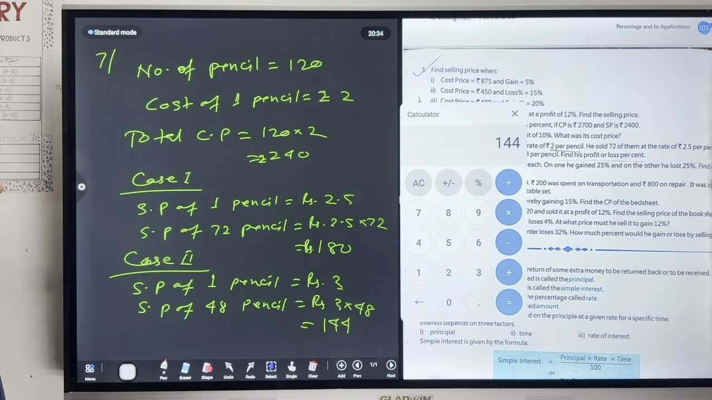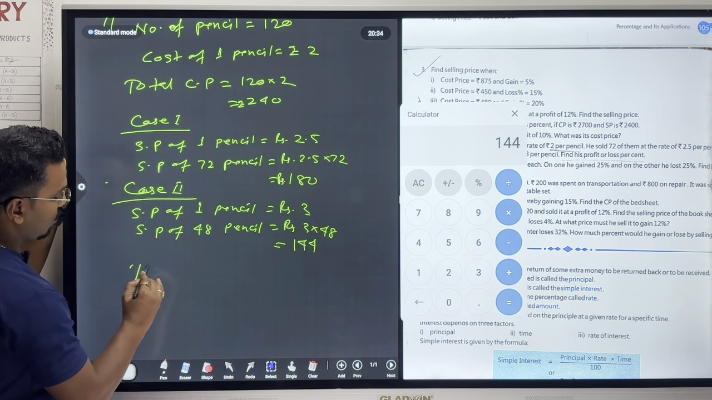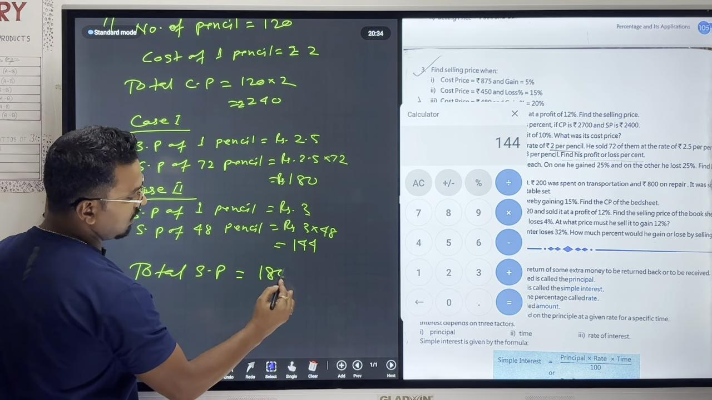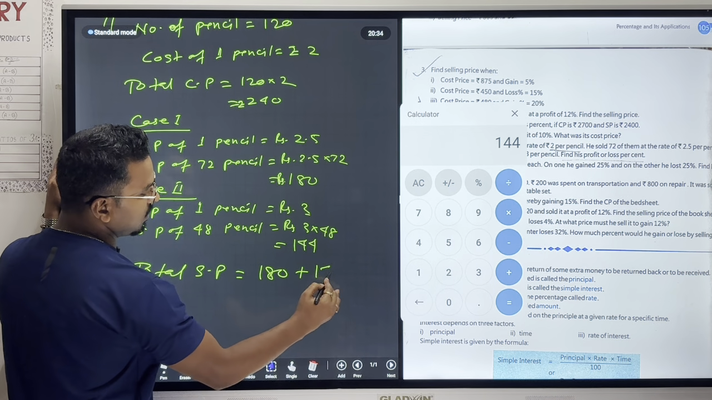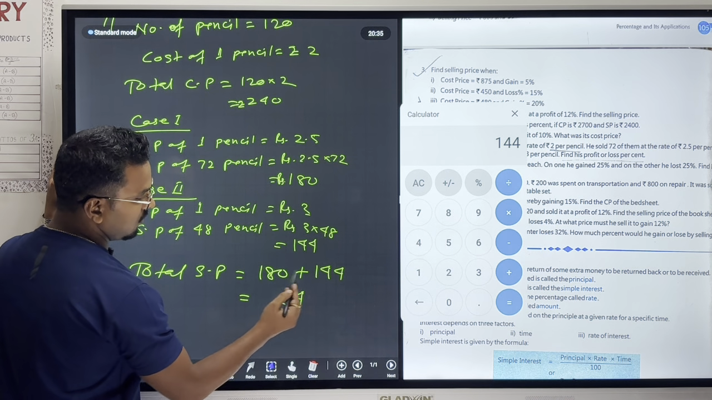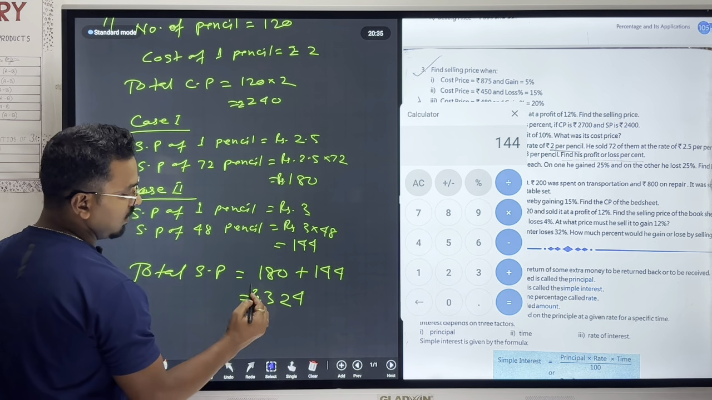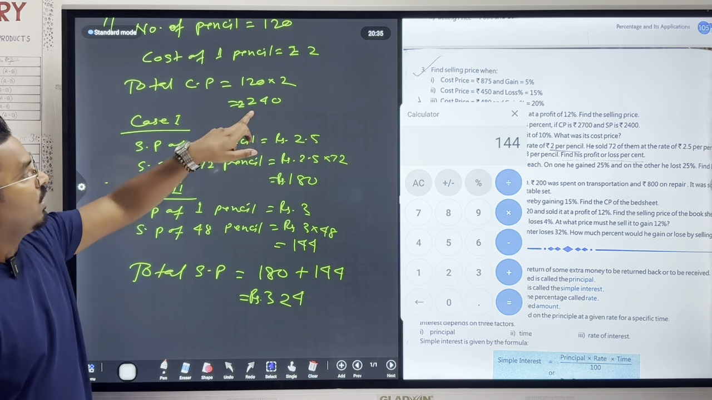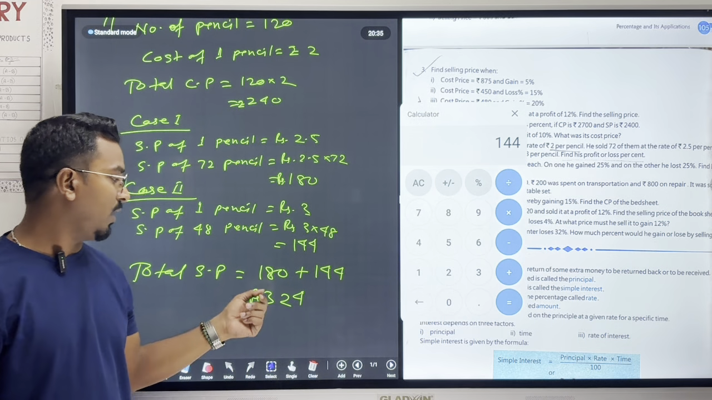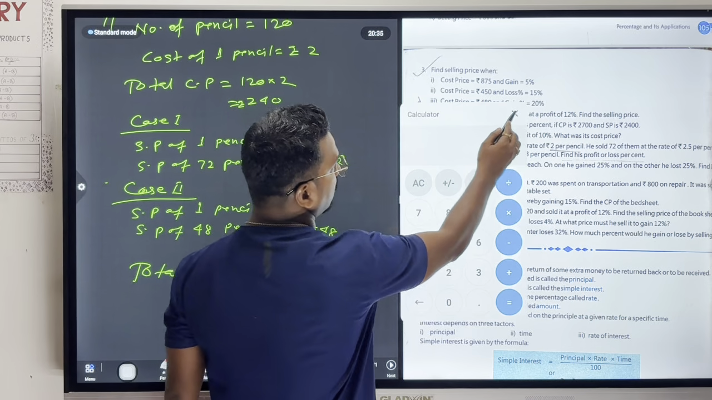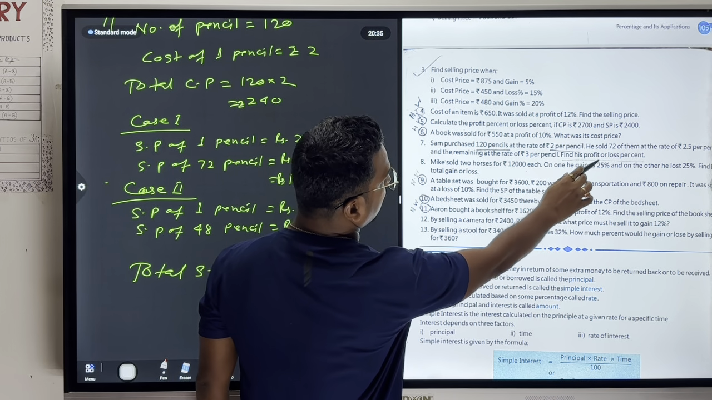Now let me see what is the total cost price. Oh, sorry, the total selling price. In the first case he sold for 180 rupees and in the second case 144. So in total it will become 324 rupees. He is selling all the pencils for 324 rupees. He bought them for 240 rupees and he sold them at 324 rupees. So selling price is greater than the cost price. So here you have to find the profit or loss percent.